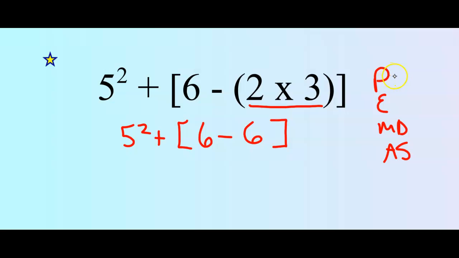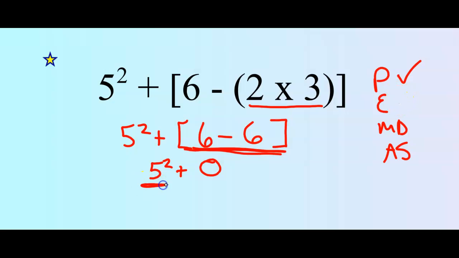Okay, so I'm not done with parentheses because I still have those brackets. So I'm going to copy down 5 squared plus, and then I'm going to solve this part. 6 minus 6. Well, 6 minus 6 is 0. So I'm going to put a 0 right there, and parentheses are now done. My next step is exponents.